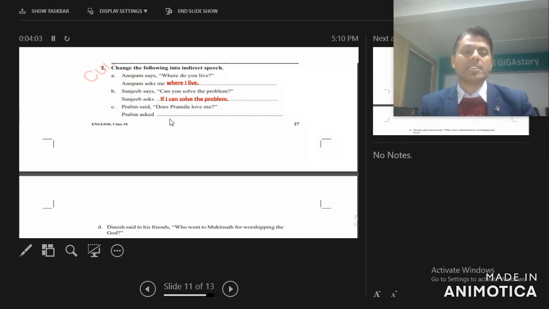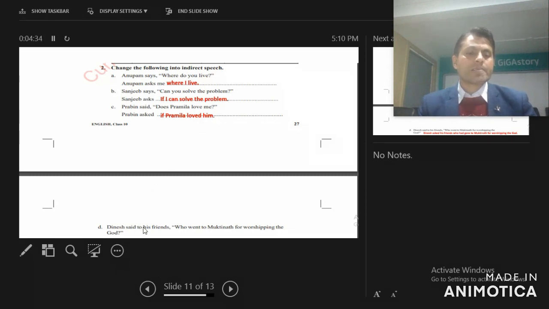Asked. Okay, Praveen asked. Now the remaining part is what? If Pramila loved him. Him, not me: change according to the subject. The subject is what? Praveen, so we write here him. Then here is love, simple present, changed into simple past. This is V2, right? V1 changes into V2. Okay, now come to the next one, number D.